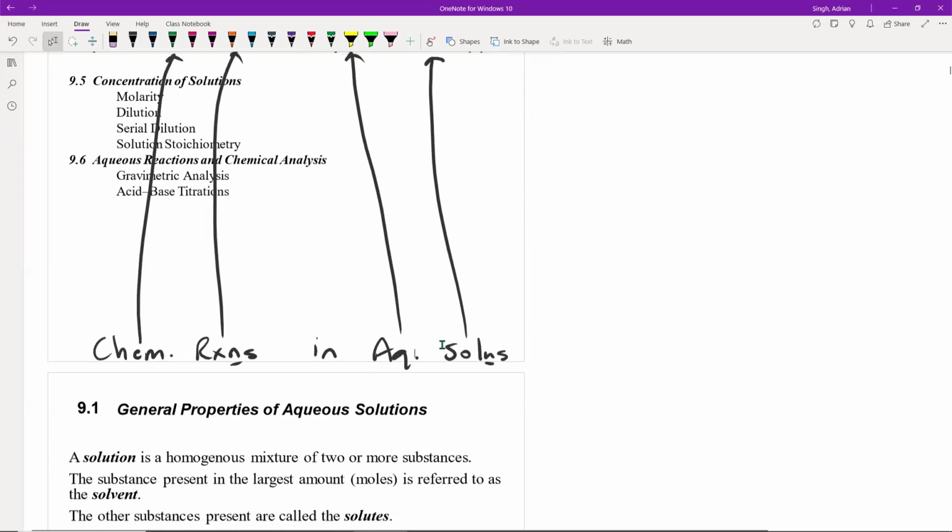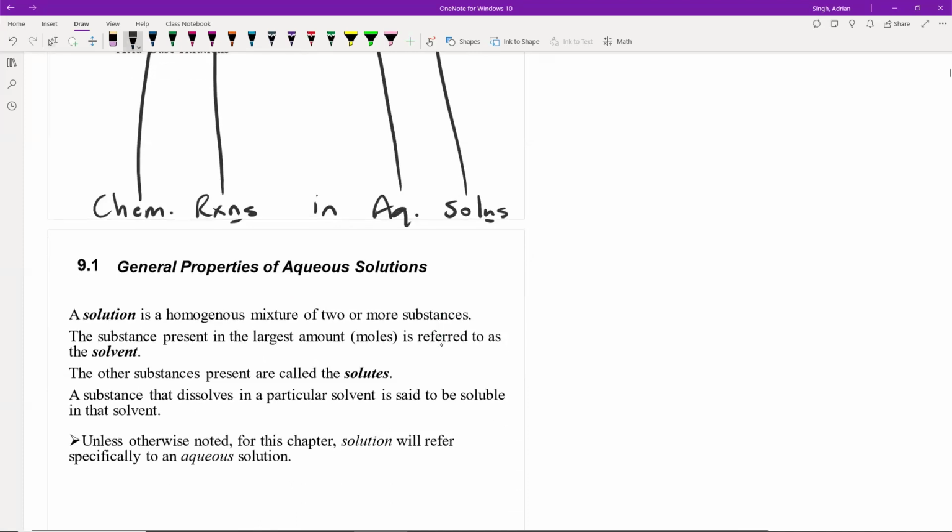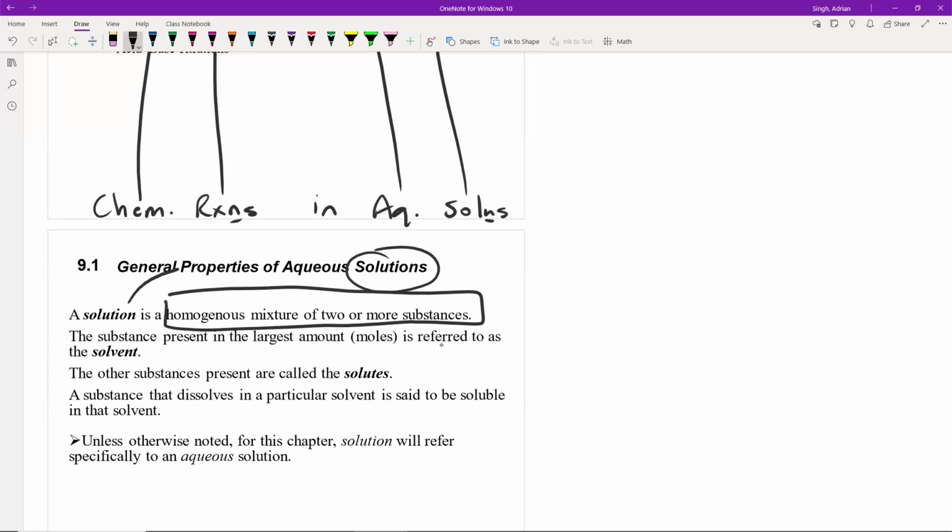So when we talk about a solution, first of all, a solution is nothing more than a term we've seen before, which is a homogeneous mixture. The homogeneous mixture is composed of multiple pure substances that are not chemically combined, but they share the same physical space. And in a homogeneous mixture, the mixture looks the same throughout. So you can't tell one part of the mixture from the other part. A solution is just another term for a homogeneous mixture.